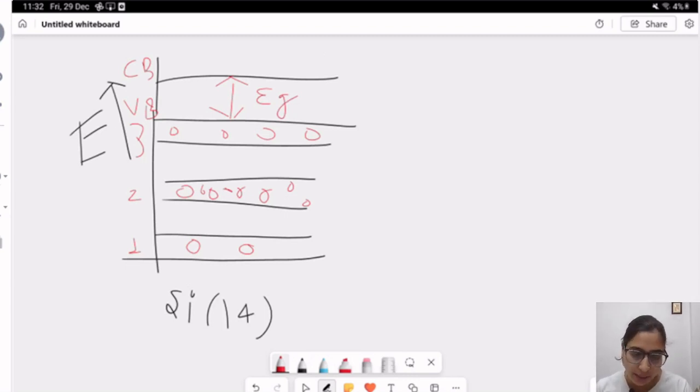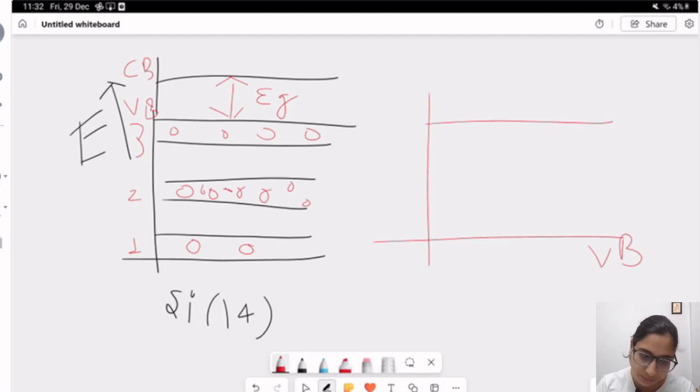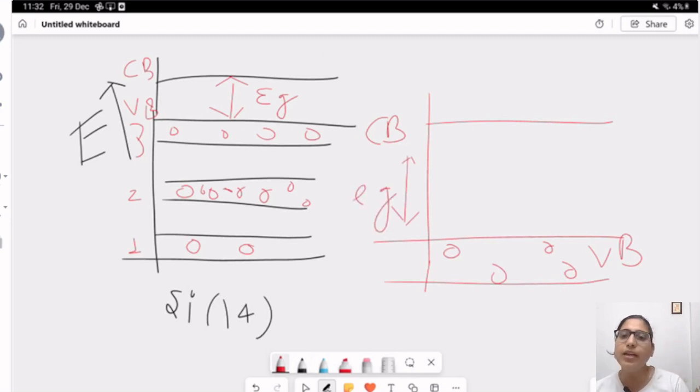Now here what is happening? See another diagram of valence band and conduction band. See, in the valence band we have 4 electrons. The conduction band is till now empty and this is Eg. What is happening here? Even at room temperature, this is the structure of an intrinsic semiconductor. We didn't do any doping here. So this is the simple structure of an intrinsic silicon crystal.